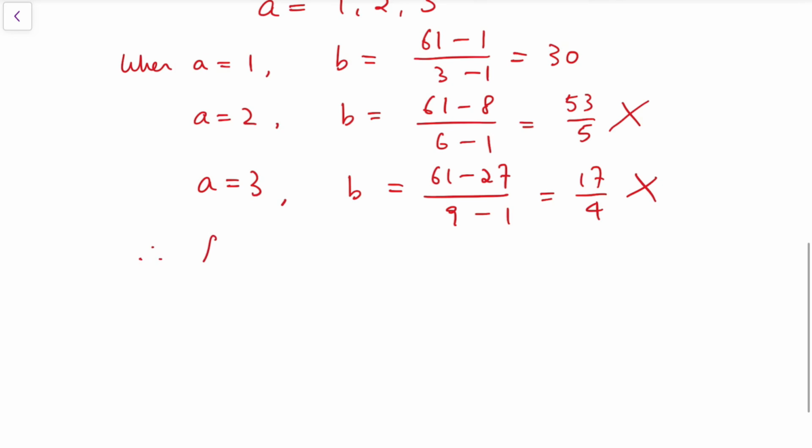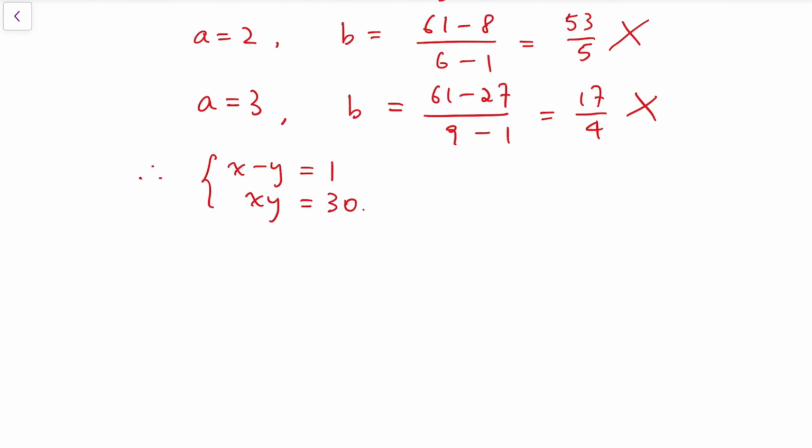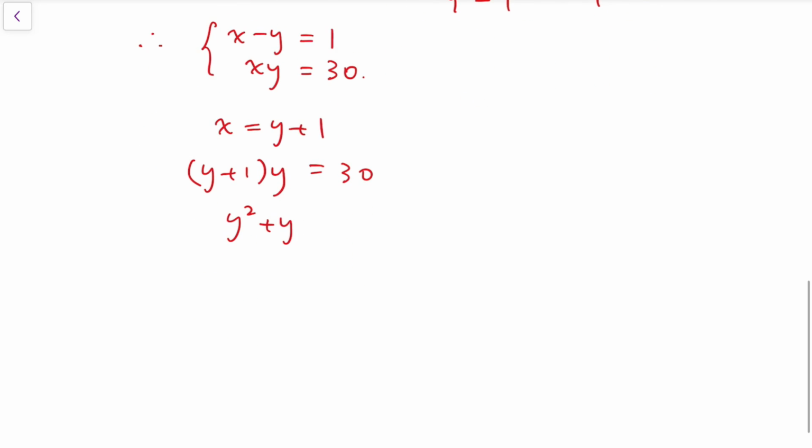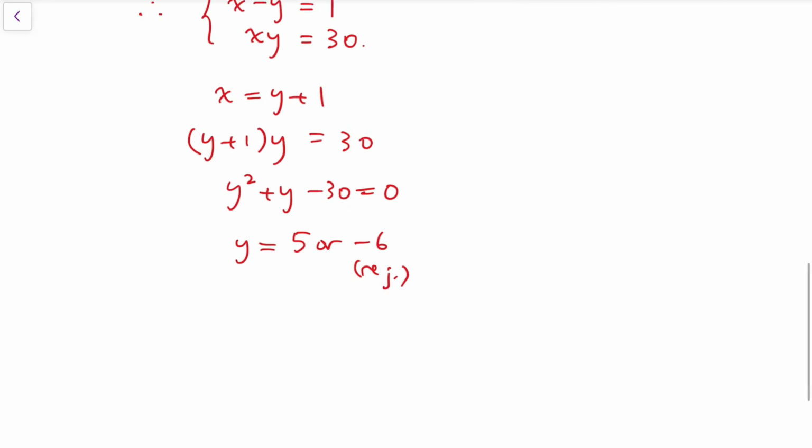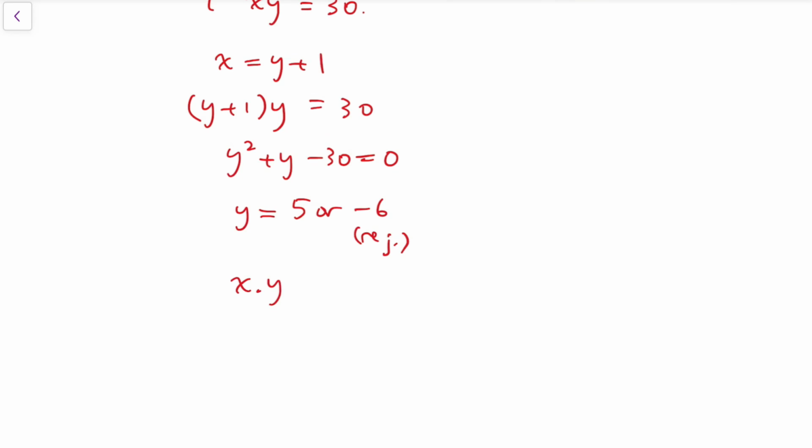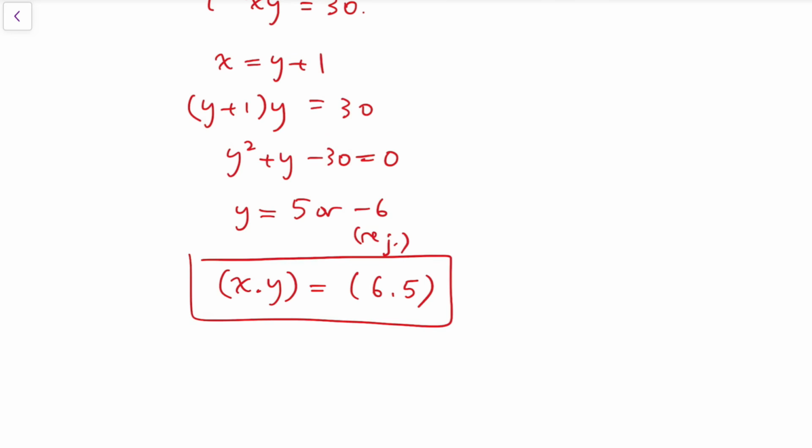So the only solution comes from the system x minus y equals 1 and xy equals 30. But this is easy to solve because we know that x equals y plus 1. So we can put this into the second equation on the product. Then we have a quadratic in y. So y is 5 or minus 6, which we can reject the negative case, and so therefore x is 6, and so this pair is the only solution to the equation.